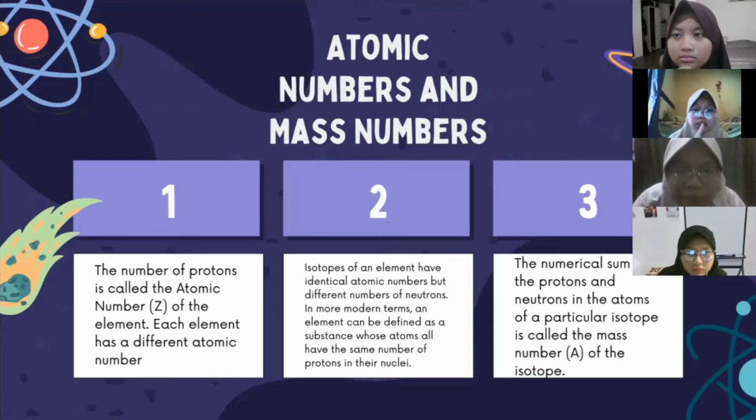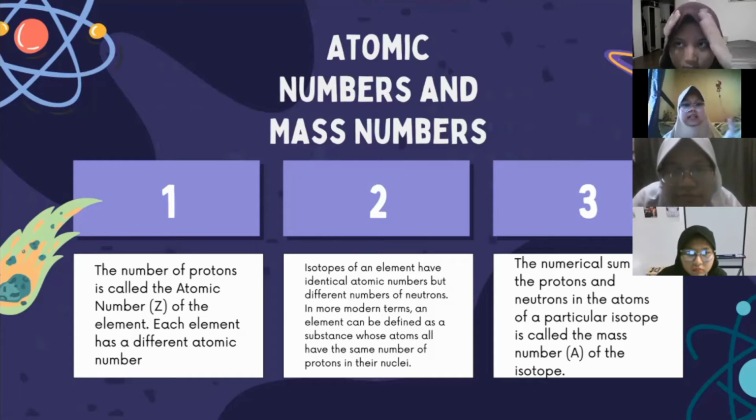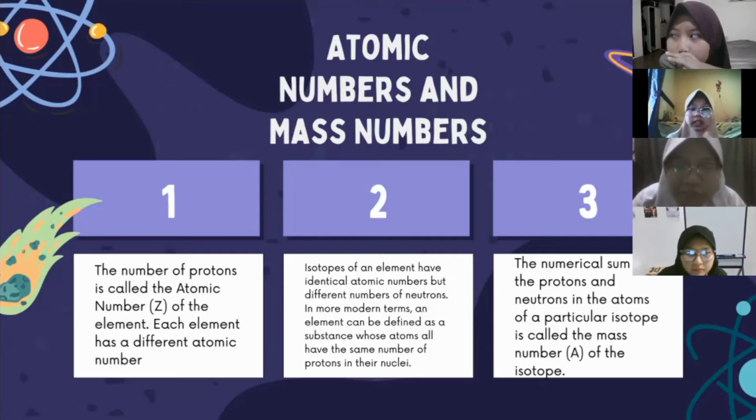Oh, so is that the reason why the proton and the neutron have the same mass, right? Because the proton and the neutron are in the same place, in the central core of the atom, and the electron is around them.